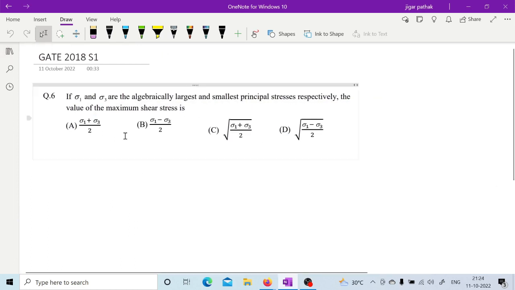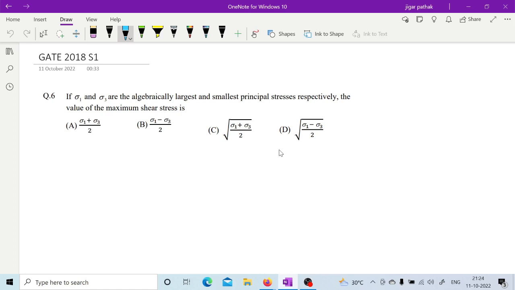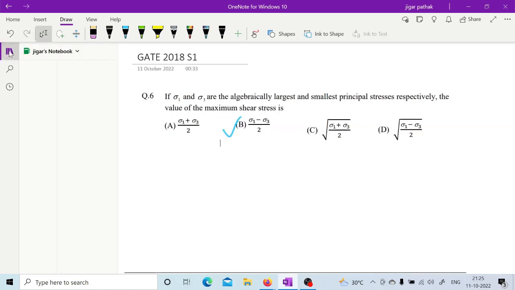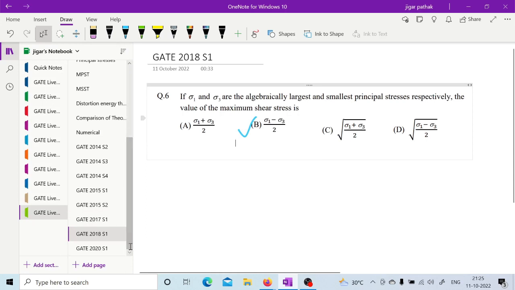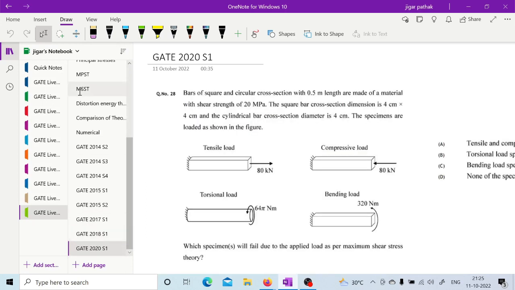So next is this: if sigma 1 and sigma 3 are algebraically largest and smallest principal stress, then the value of maximum shear stress is, it is easy, right? Yes. B will be the answer, right? Sigma 1 minus sigma 3 by 2. Okay, now let us go to the next one.